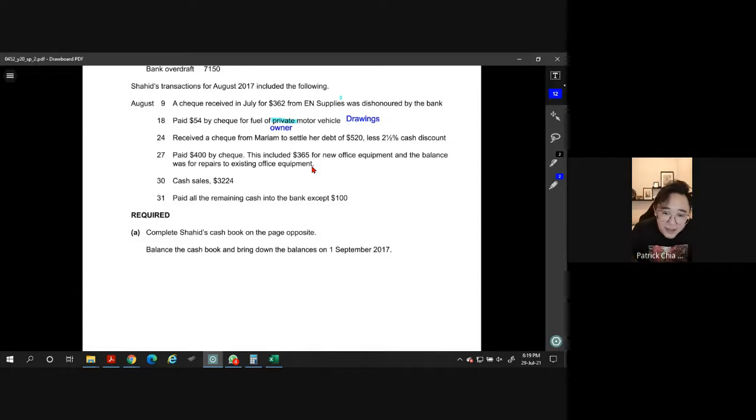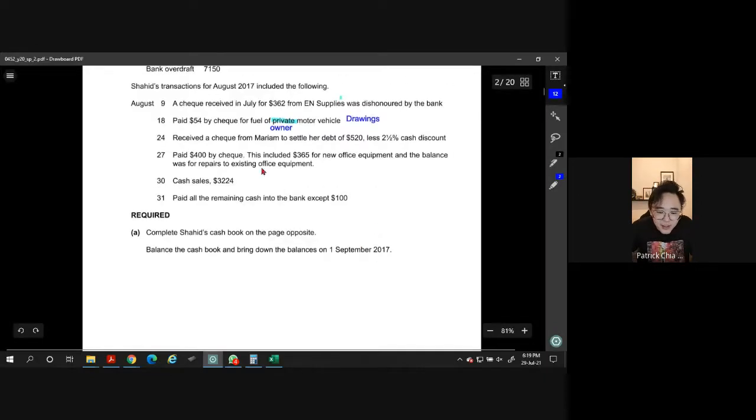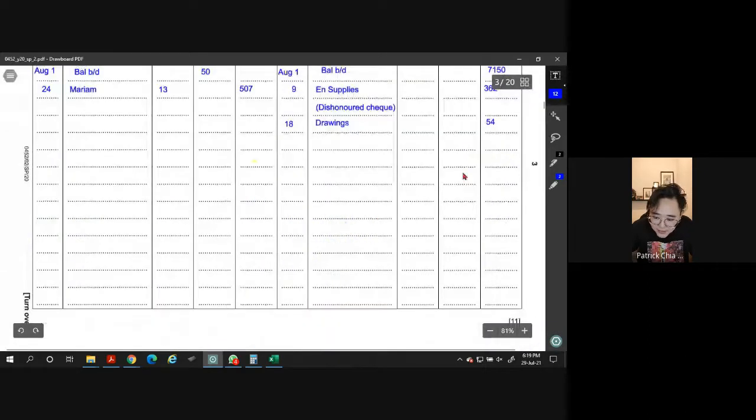But do I straight away put 400 because they said paid? 400 by check. Can I put just 400? No, because there are two things here. When there are two things, please separate them. In the end, the total is still 400 on our money out side. So we separate 365 for new office equipment, money out by check. So I put down 365 first.